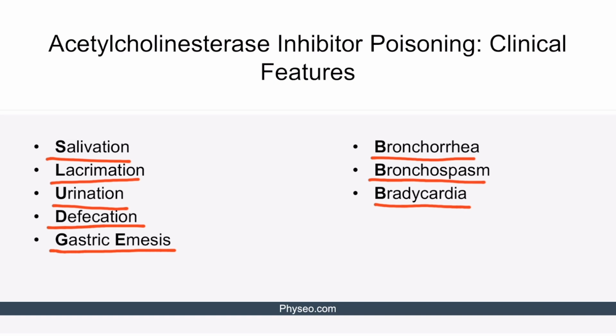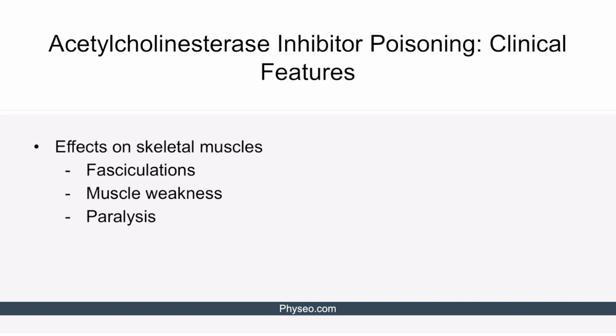Remember that all these findings are a result of heightened parasympathetic response in the setting of abundant acetylcholine in the system. Remember that acetylcholinesterase inhibitors function at both nicotinic receptors and muscarinic receptors. Since nicotinic receptors are affected, chemicals that inhibit acetylcholinesterase will have an effect on skeletal muscles. Overstimulation of nicotinic receptors on skeletal muscles by acetylcholine impairs the patient's ability to control the muscle, which may manifest as fasciculations, muscle weakness, or paralysis.